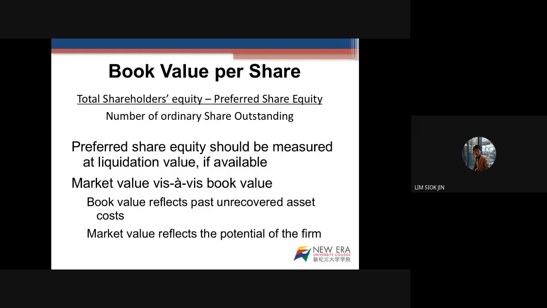Okay, this 10 ringgit is the book value. 15 ringgit is the market value. So market value is the price the market will pay. Book value is the historical cost, or the cost of that thing. Okay.